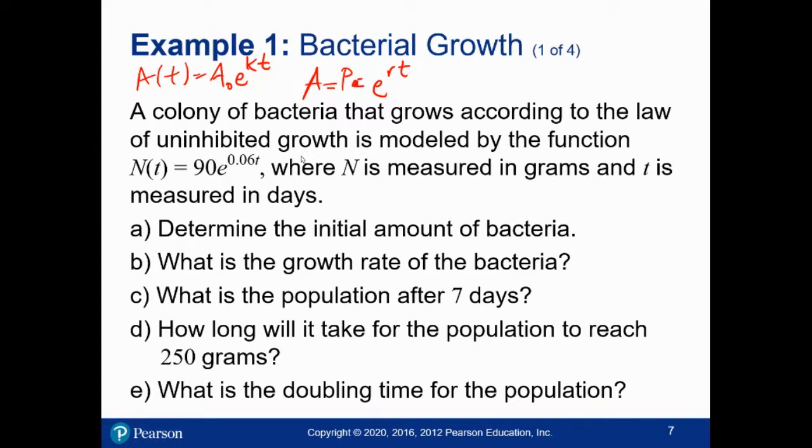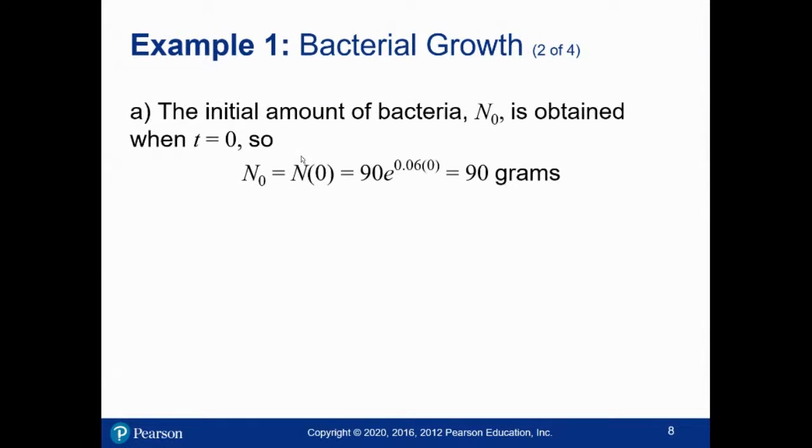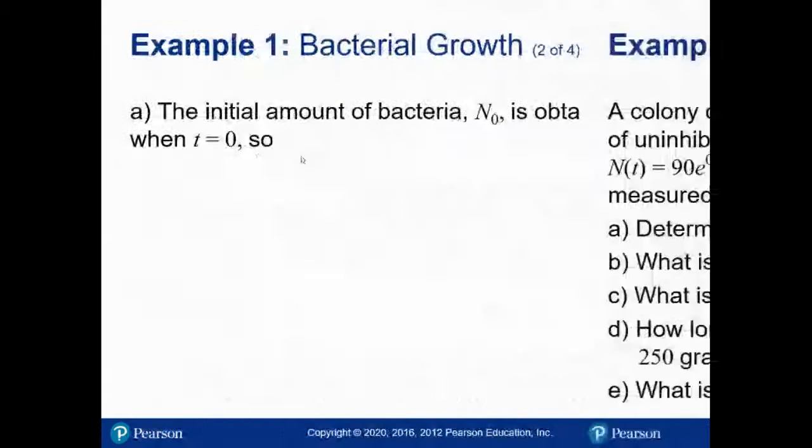So to determine the initial amount of bacteria, that's just how many bacteria I have at time 0, just plug in 0. So if we plug in 0, we just get 90 grams. That's what the 90 out in front represents, how much I start with. Okay. Part B, I forget what the question was, sorry. What is the growth rate?